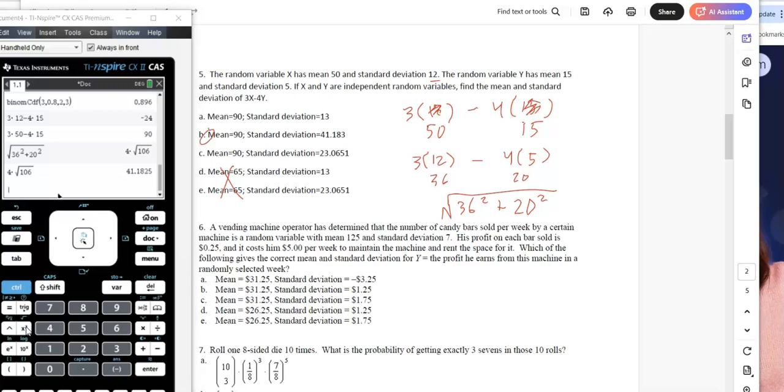$41.183. I think that's it. Whew, that's a tough one.